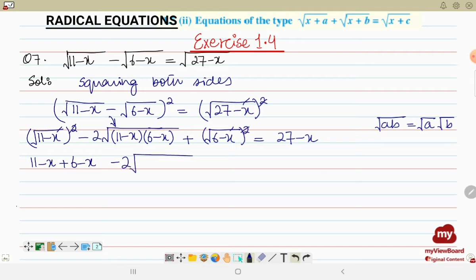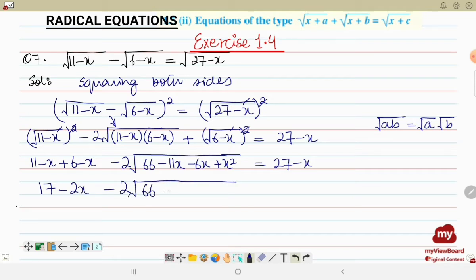And in the square root, we are going to multiply the two terms. We are having 66 minus 11x minus 6x plus x square. And on the right hand side, we'll write the term as it is. We'll further simplify the left hand side. 11 plus 6 becomes 17, and minus x minus x becomes minus 2x. And further in the radical sign, 66 as it is, minus 11x minus 6x becomes minus 17x, and plus x square as it is. So 27 minus x.